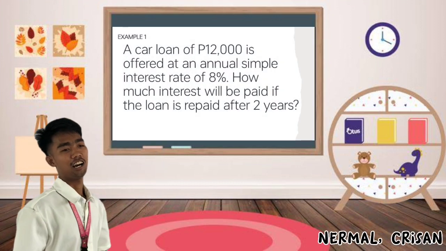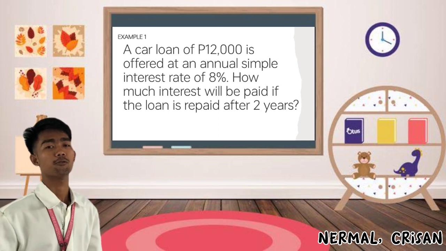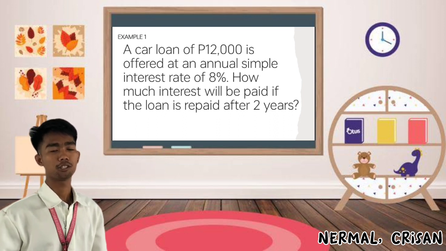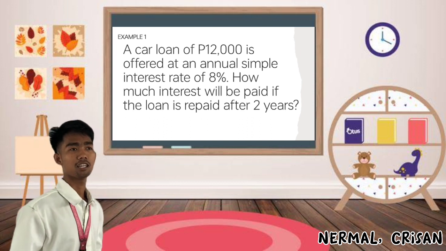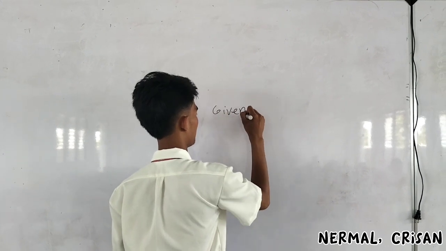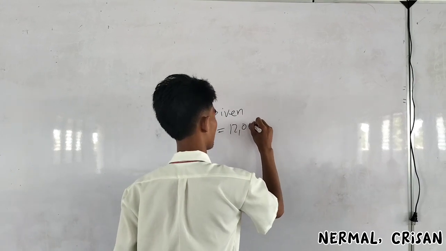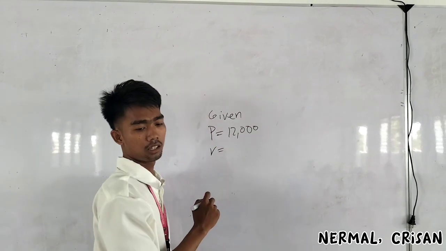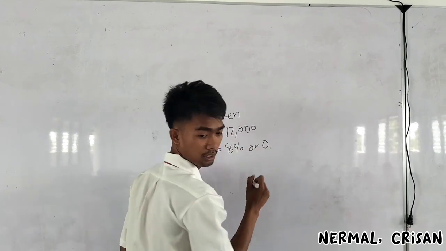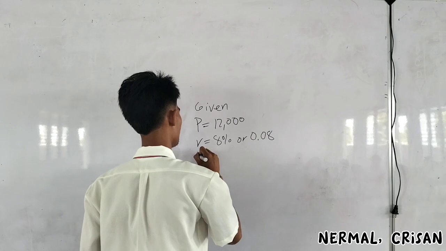Example number 1. A car loan of 12,000 pesos is offered at an annual simple interest rate of 8%. How much interest will be paid if the loan is repaid after 2 years? So, what the problem asks for, guys, is the interest. Our given: P equals 12,000. Then the rate is 8% or 0.08. Then the time is 2 years.